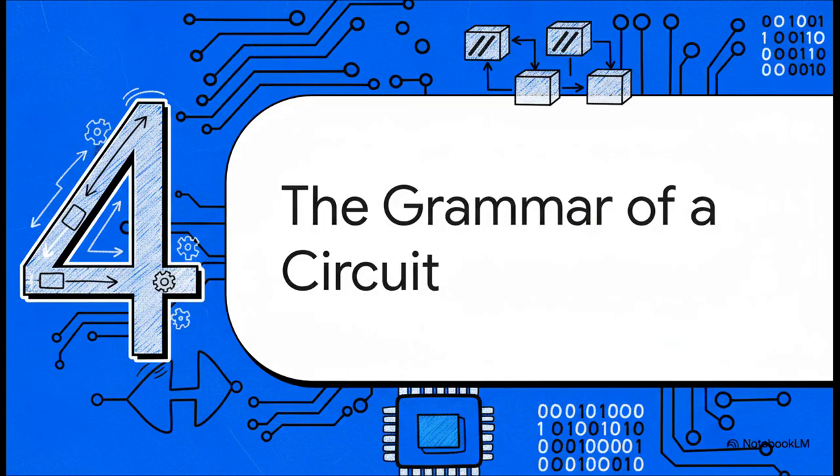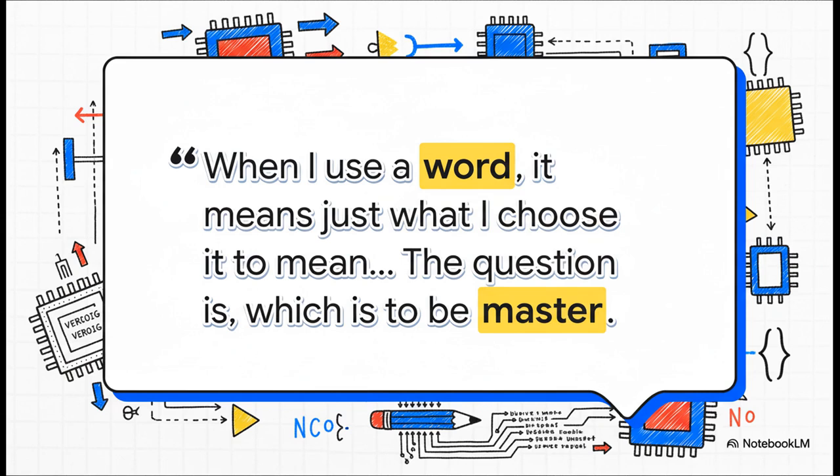Okay, so we know why it's the king. Now let's get our hands a little dirty and see what the grammar of a circuit actually looks like when you write it down. You know, this quote from Through the Looking Glass is just a perfect metaphor for this. When you're describing a physical object with nothing but text, there can be absolutely no room for confusion. Every single symbol has to have one and only one precise meaning. In the world of hardware, the language is the master.